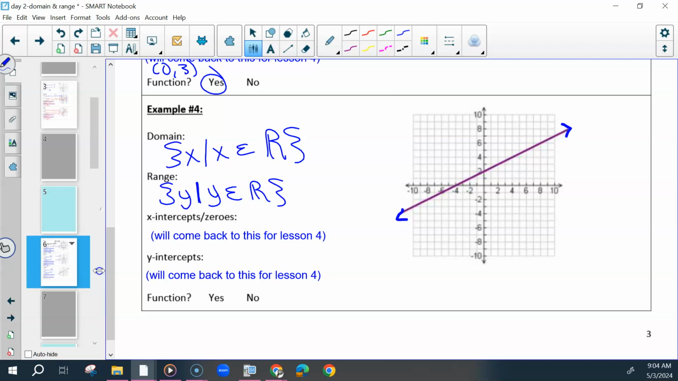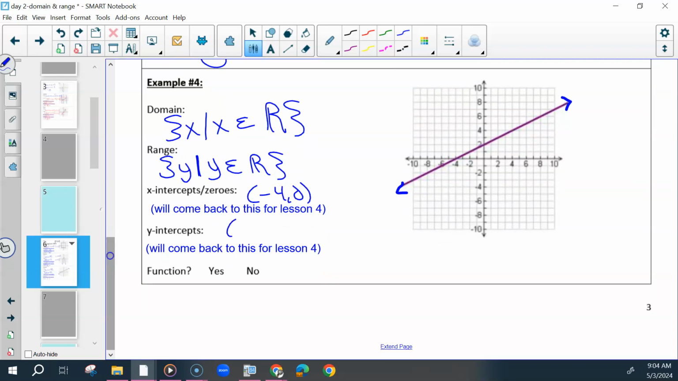And then the x-intercept here, -4, 0. The y-intercept, 0, 4. I don't think it's at 3. Yours might be. Mine's at 2. It should be at 2. Is this a function? Yes. It passes the vertical line test. I want you to try the next one on the next page, and I'll give you a couple minutes to do so.